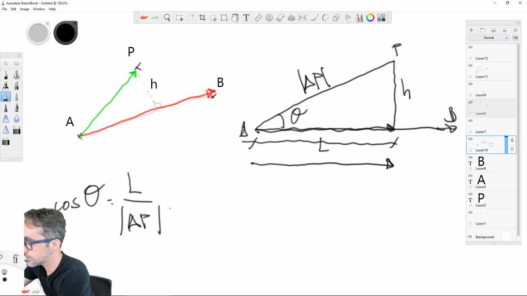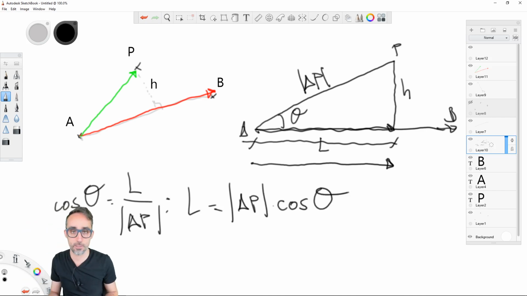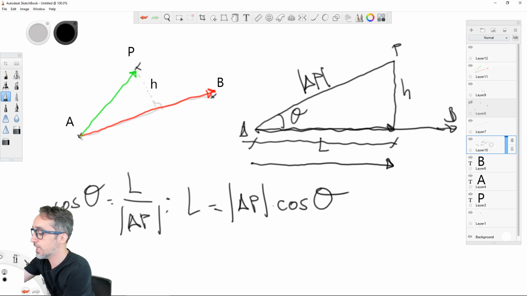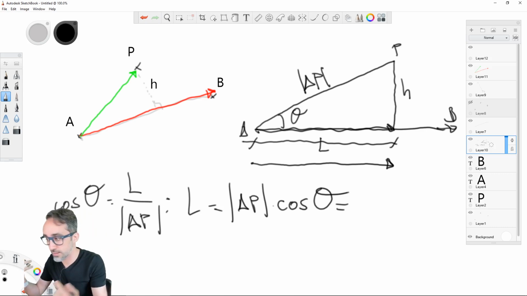If we reshuffle this a little bit, we can see that L is going to be equal to the length of the vector AP times the cosine of theta. Now, where things get interesting is that we can manipulate this a little bit more and say, well, if this is true, then I can take this part and multiply both the numerator and the denominator by the same value.